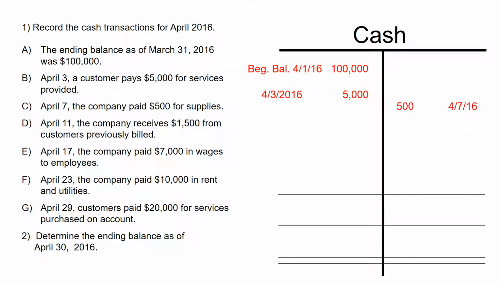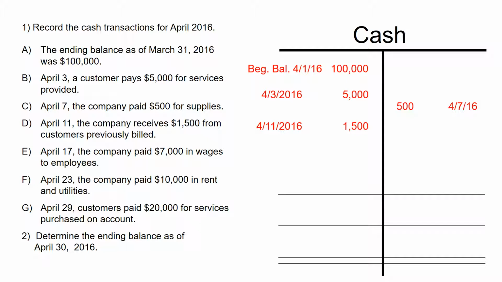D, April 11th, the company receives $1,500 from customers previously billed. So the company is receiving $1,500 from their customers. That means they're receiving cash. Increase the cash account, it's a debit.